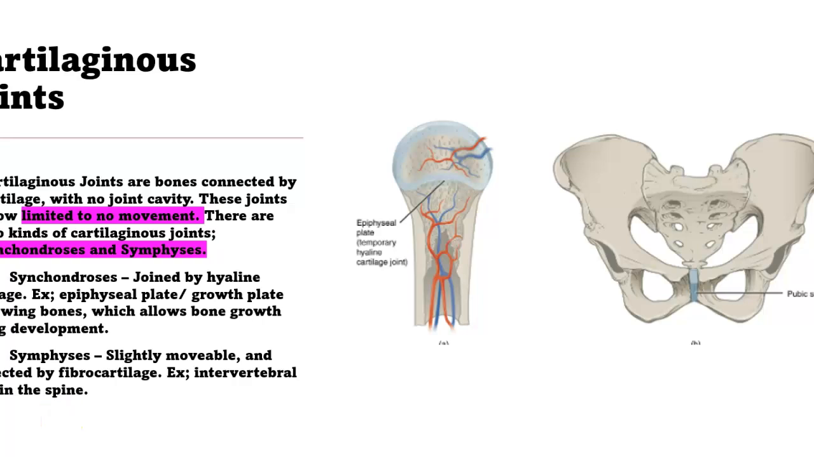The synchondrosis joint is joined by hyaline cartilage. An example of this is the epiphyseal plate, which allows bone growth and development. And the symphysis is slightly movable and connected by fibrocartilage. An example of this is the intervertebral disc in the spine.